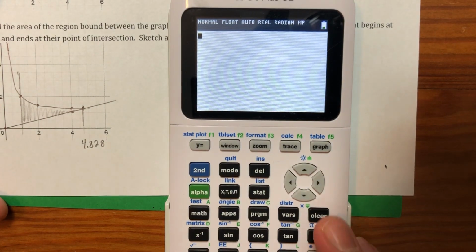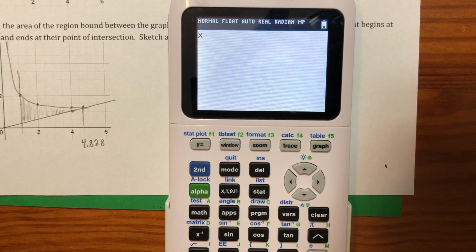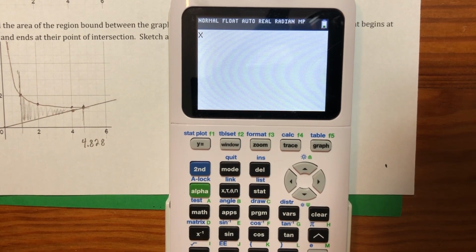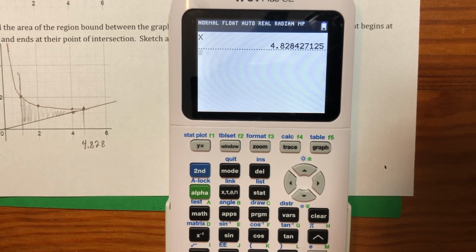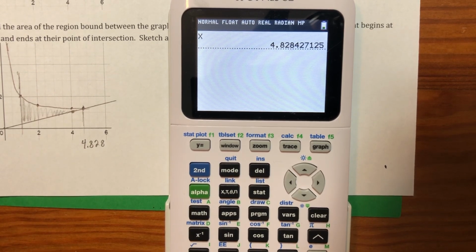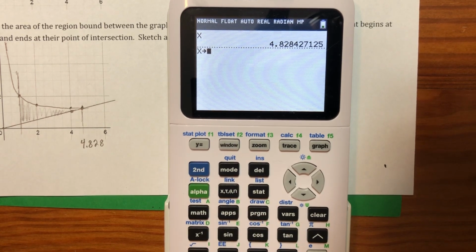I'm going to quit from there, and I'm going to press X. The last X value that happened in my calculator was that, and I don't want to lose it. So I'm going to store it. Now, I know you're thinking, well, it's already stored as X. Yeah, I use X so much in the calculator that it's going to be changing real fast. So this X needs to be stored as something else.